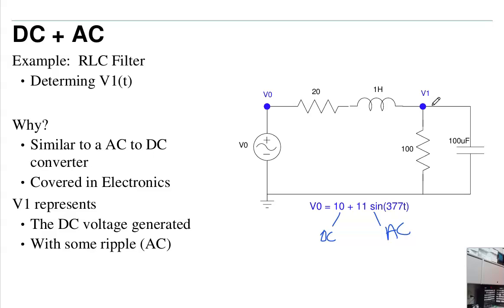Well, this is actually a circuit you're going to see when you get to electronics. This would be like an AC to DC converter. I've got an AC signal coming in. I'm going to rectify it. That gives you V0. It's got a DC term and an AC term. What I want to do is at V1, get a DC term out. It's going to have a little bit of ripple. The DC term is your AC to DC converter. The ripple is how much ripple you have. The AC term is the ripple on V1. But that's something we're going to cover more in electronics. For now, just treat that as a system with an input that has a DC term and an AC term.